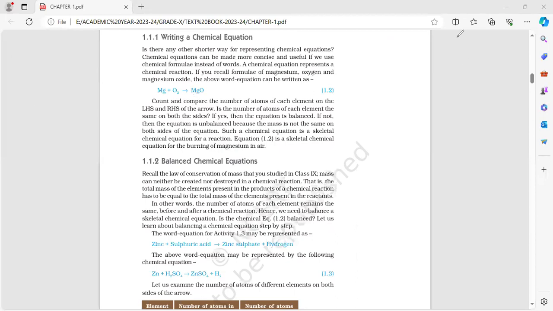Now observe, he is also saying to count and compare the number of atoms of each element on the left hand side and right hand side. So count the left hand side atoms. Magnesium, how many atoms do we have? One atom. Oxygen, how many atoms? Two atoms. Now you compare the right side. Magnesium, how many atoms? One atom. What about oxygen? Oxygen also, you have one. So is it balanced? No, it is not balanced. So what you need to do is balance it. So how to balance?